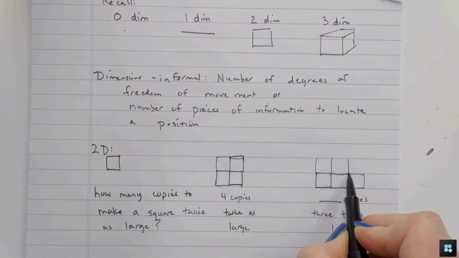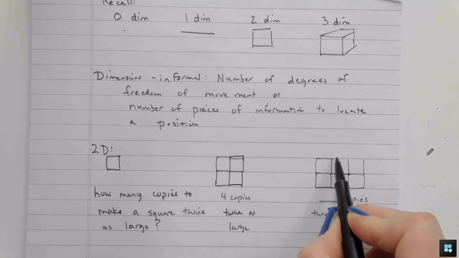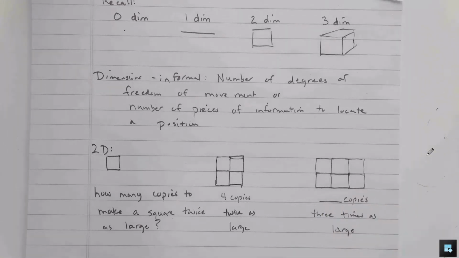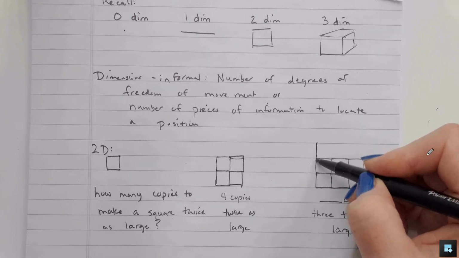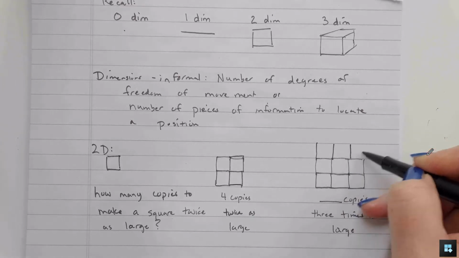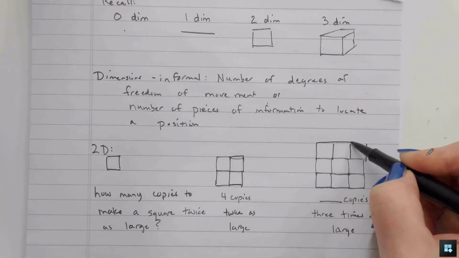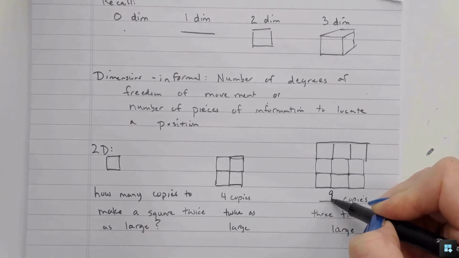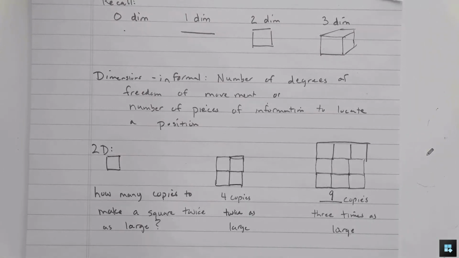So if I just put 3 out there, that's 3 times as long, but it's not a copy because it's not square. I'm going to add another row of 3. Still not square. So how many copies do we need? Yeah, good. 9 copies. You need 9 copies.